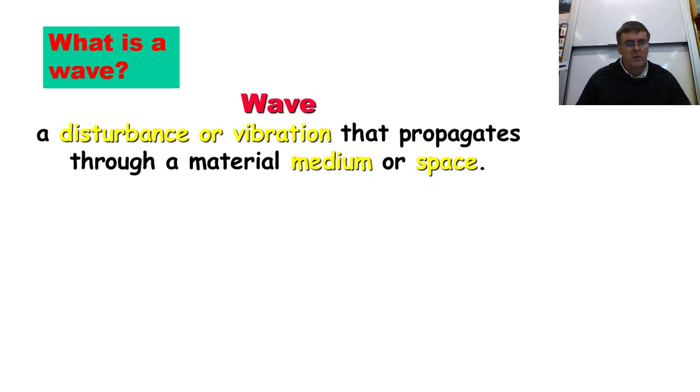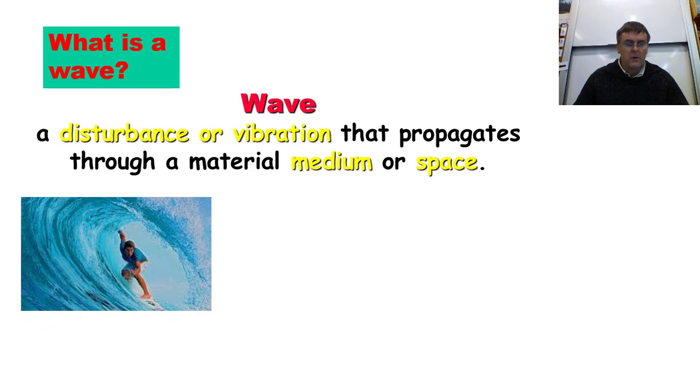They tell us a disturbance or vibration that propagates through. There's lots of big words here. What does that all mean? A disturbance or vibration, a shaking, a moving that propagates, that travels, that takes a journey through a material medium, a something. So a material, something made out of stuff, or space that is anything. It's empty space, a vacuum. So a wave, a vibration, a wiggling of something that travels or propagates through a material medium, stuff, or space, or nothing.